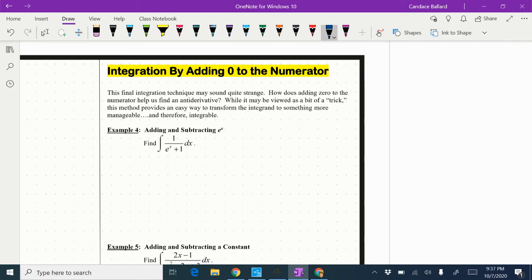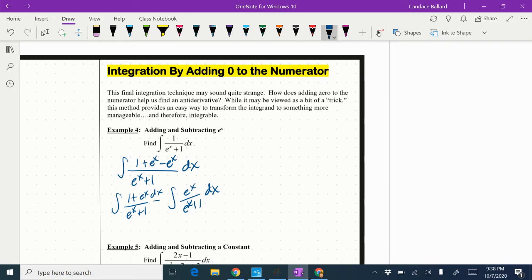So I am going to add and subtract e to the x on this one. So I have 1 over e to the x plus 1, and then I'm going to add e to the x, and I'm going to subtract e to the x. So basically, I added 0. I'm going to choose to split up the integral with the same common denominator. So I'm going to go 1 plus e to the x over e to the x plus 1, minus the integral, and dx after it, of e to the x over e to the x plus 1 dx.